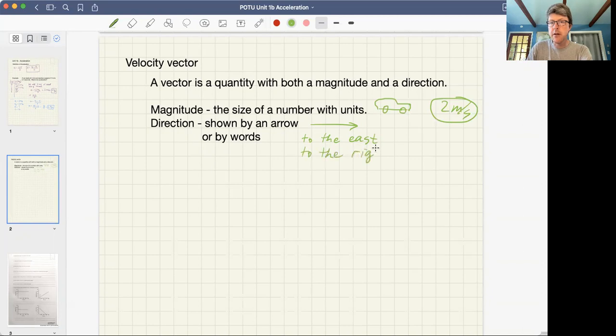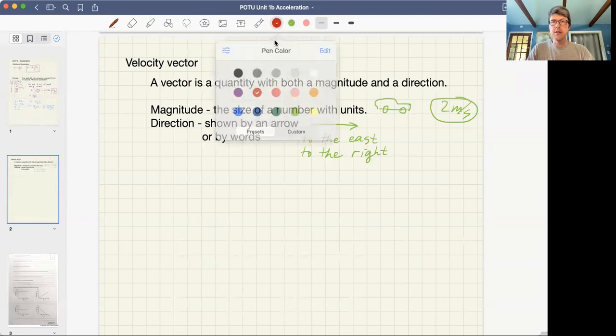Somehow or other, the direction has to be given, either by showing words or by showing an arrow. Now, if you are drawing an arrow, then the longer the arrow is, the bigger the magnitude of the thing. So for example, I'm just going to give a few examples here.